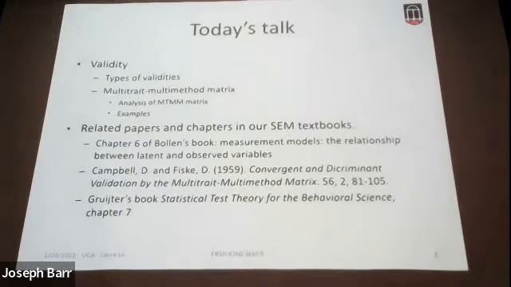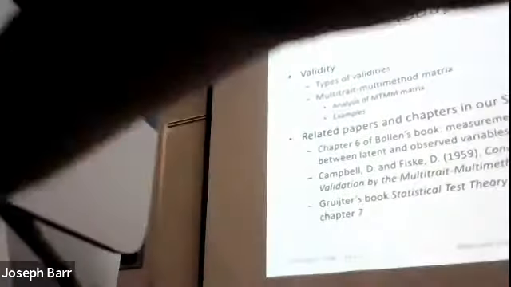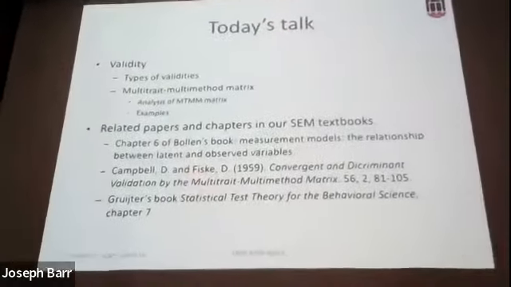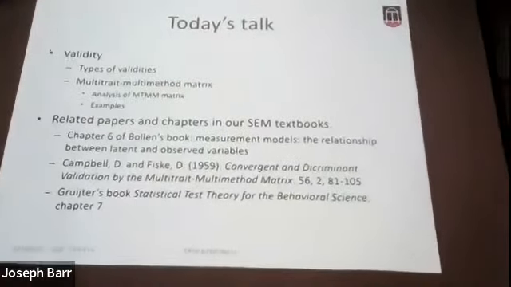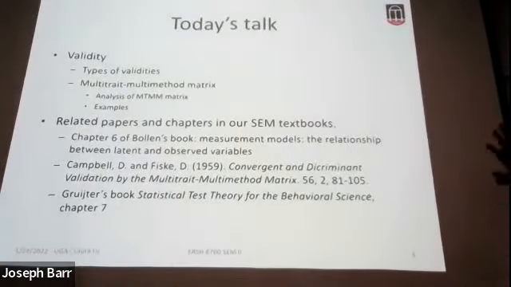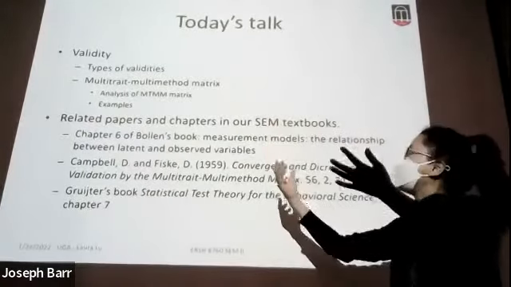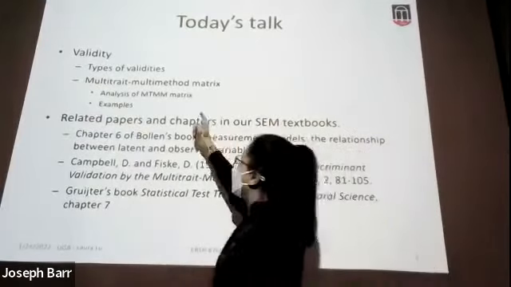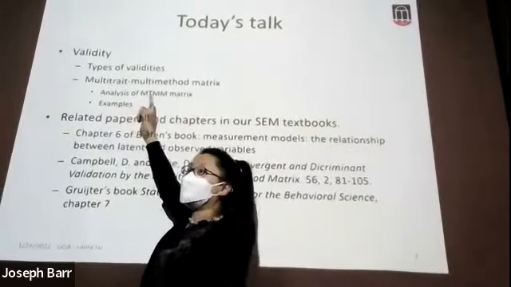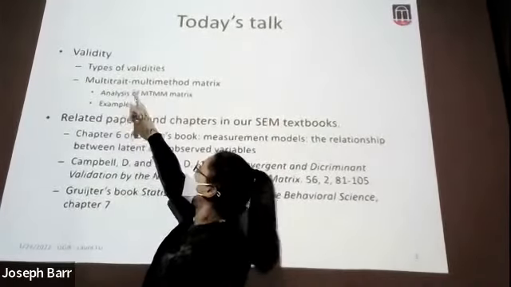Then we're gonna look at two very important concepts here, validity and reliability. For validity, we're gonna look at different types of validity. How do we get that measured? We have different methods to measure that, and we're gonna look at examples to measure the validity. We're gonna use an MTMM table. What is that? It's a multi-trait, multi-method matrix.